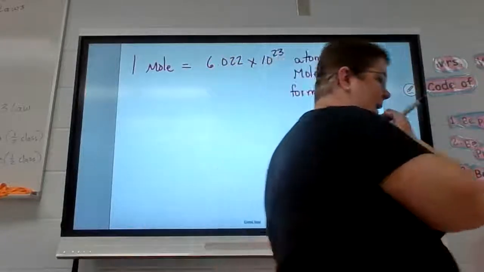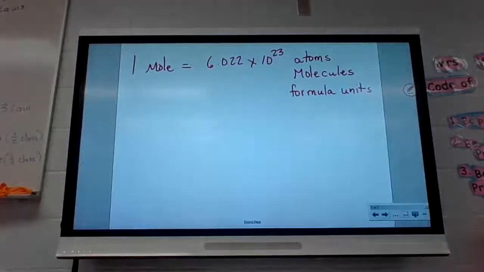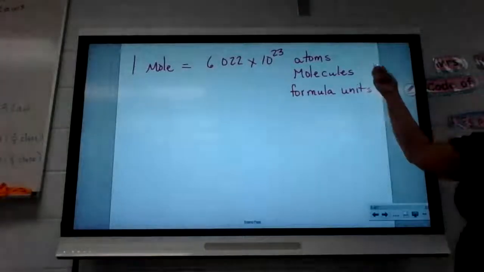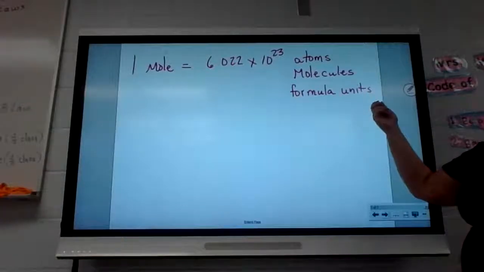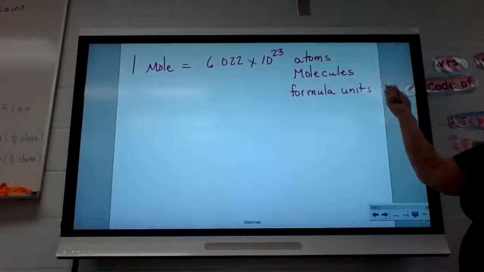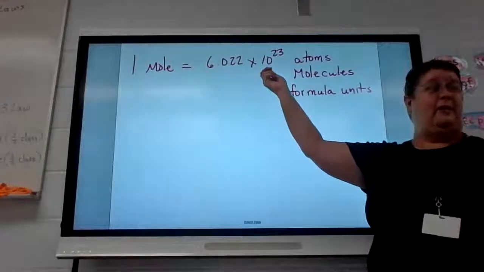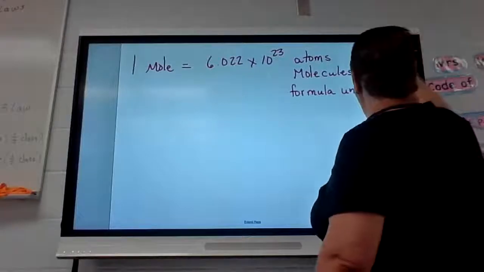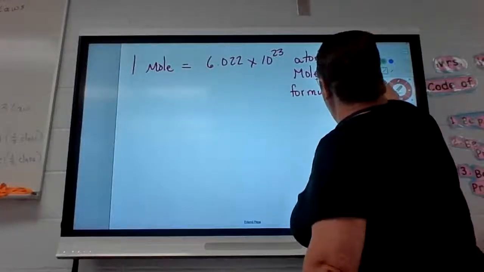Now, going back to our dozen example, you know that a dozen eggs, a dozen cookies, and a dozen cupcakes are all equal to what? 12. All right, it's all equal to 12. So think of atoms as eggs, molecules as cookies, formula units as cupcakes. Doesn't matter, you still have how many in each? Avogadro's number.